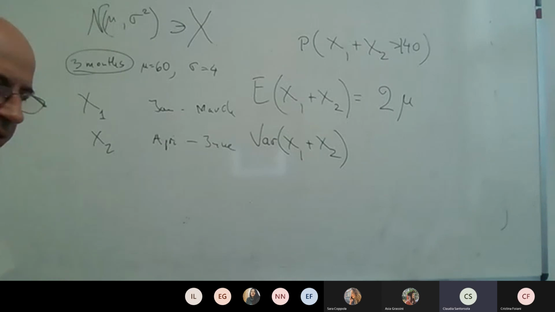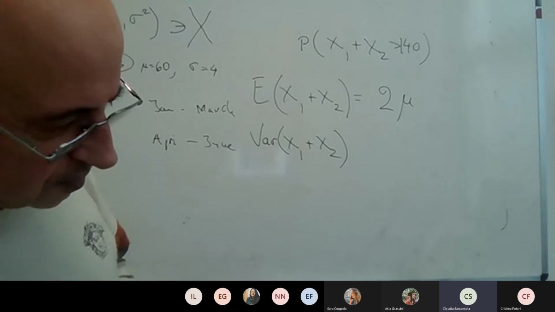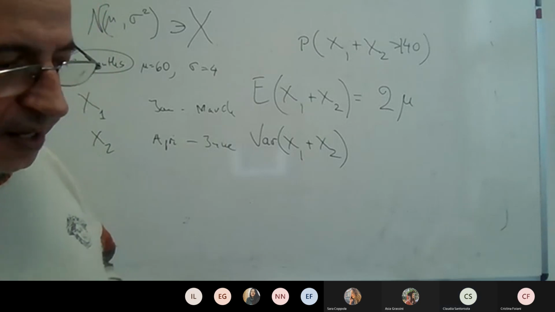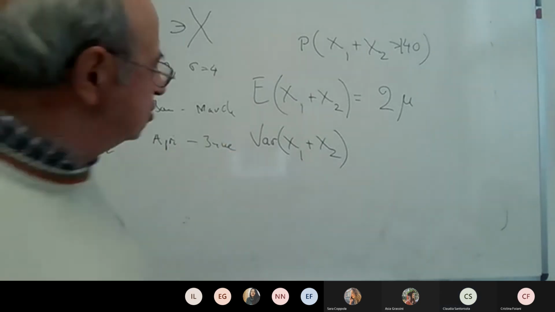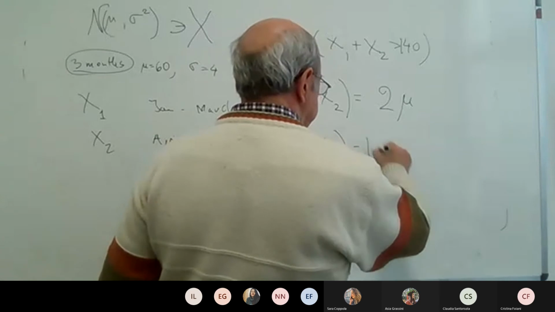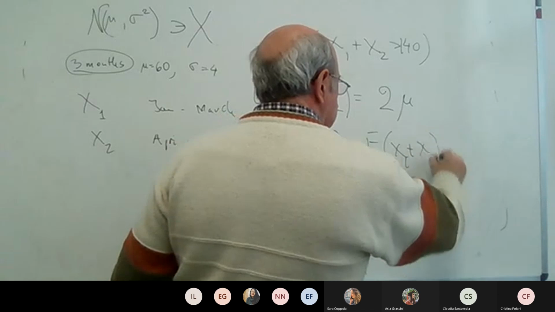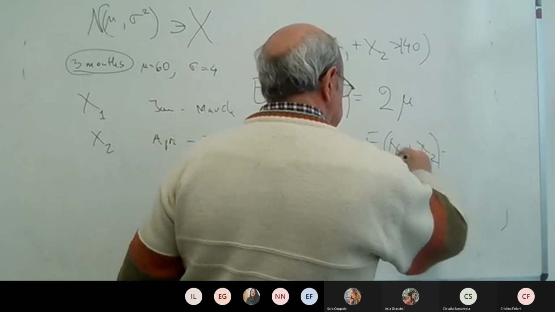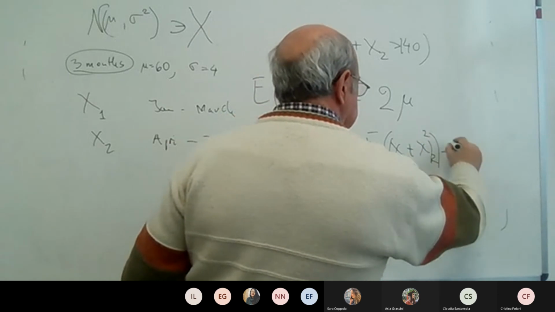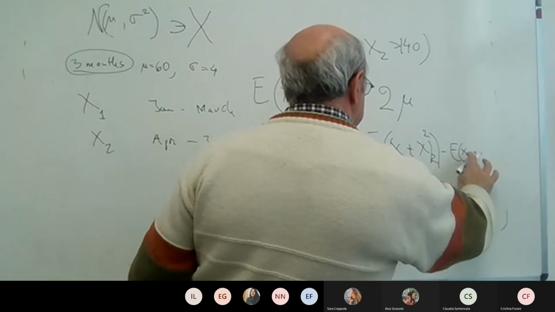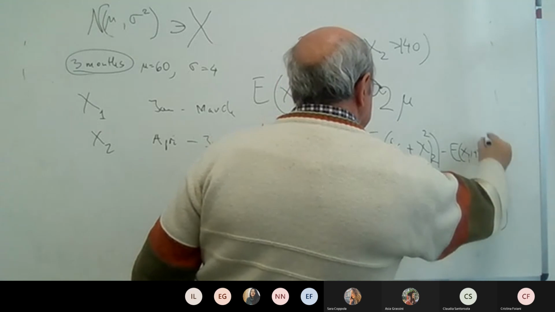Variance of x1 plus variance of x2. Yes, this was an important relation. This was connected with the definition. This was the expectation of (x1 plus x2) minus this squared, minus expectation of (x1 plus x2) squared.